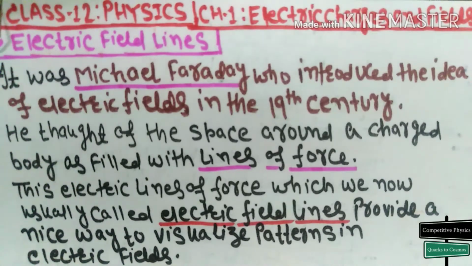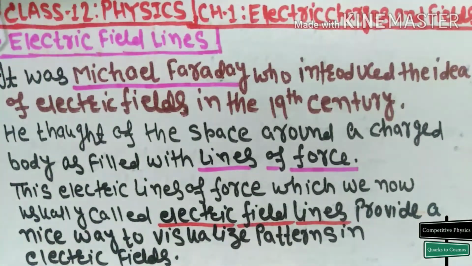In the previous lecture, I discussed electric fields and defined the electric field intensity due to a point charge and also for a system of charges. Do you know that it was Michael Faraday who introduced the idea of electric fields in the 19th century? He thought of the space around a charged body as filled with lines of force. These electric lines of force, which we now usually call electric field lines, provide a nice way to visualize patterns in electric fields. So in this lecture, I will discuss electric field lines and their different properties.